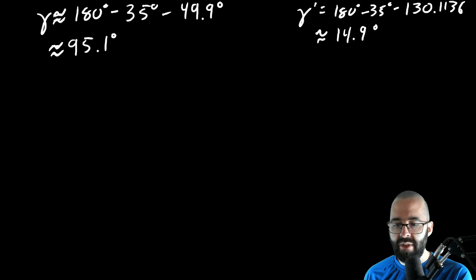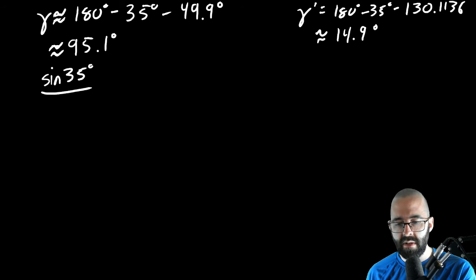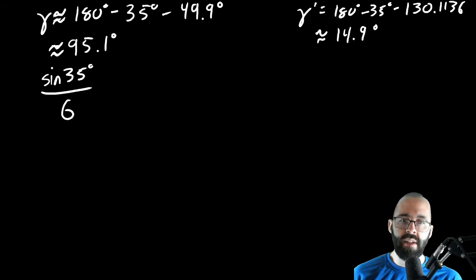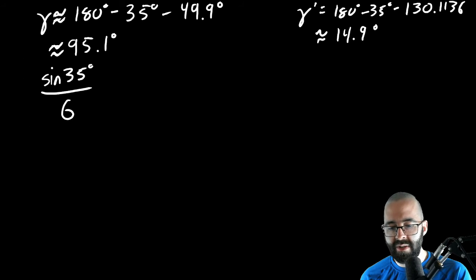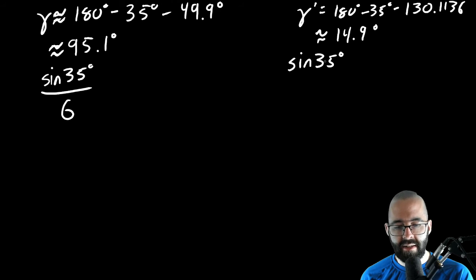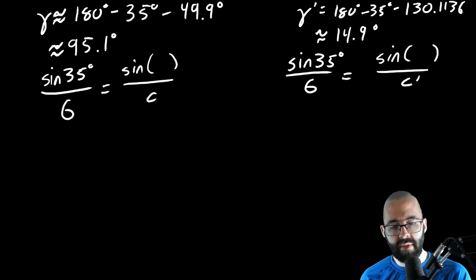Let's use sine of 35 degrees over 6, the same ones we used before. You can use the law of sines multiple times in these problems. Always start with the same exact pair. As soon as I write that here, we're going to use that every time we use the law of sines, like our foundation. So for C and for C prime, this is going to be sine of gamma divided by C, and this is going to be the sine of gamma prime divided by C prime.